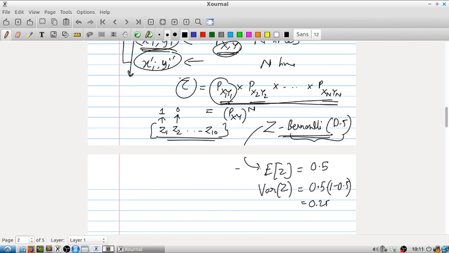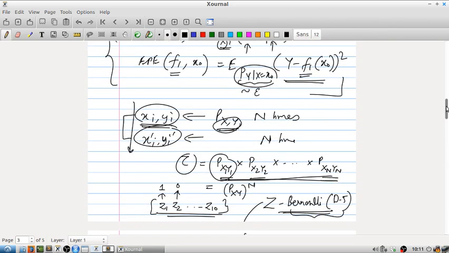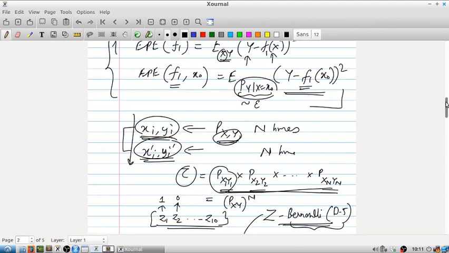Bias and variance are only defined for things which are random. Your model is random because the next day, maybe you regenerate your training data, and it can be different data. That's why I used xi, yi here, and then xi prime, yi prime from here, which could be different data from the same distribution. So that was just an aside on the definition of EP.